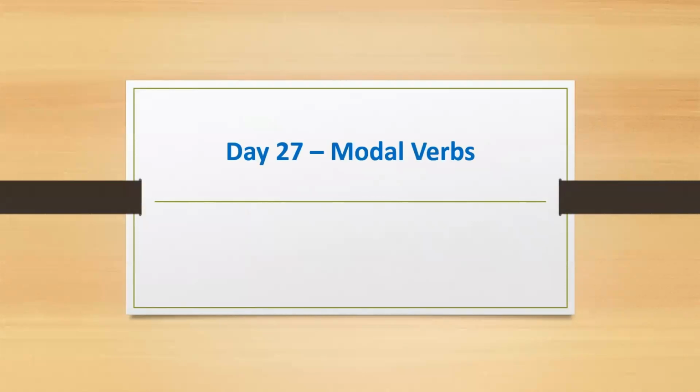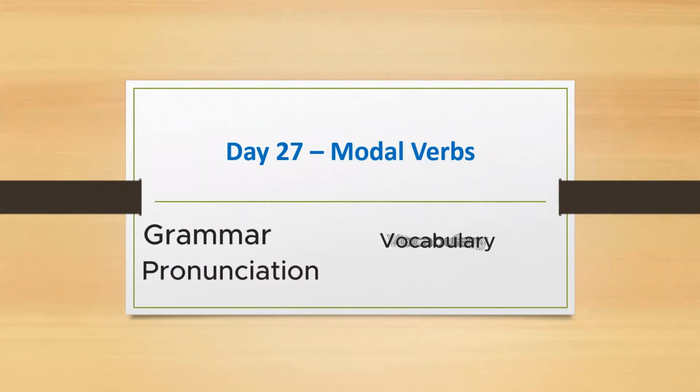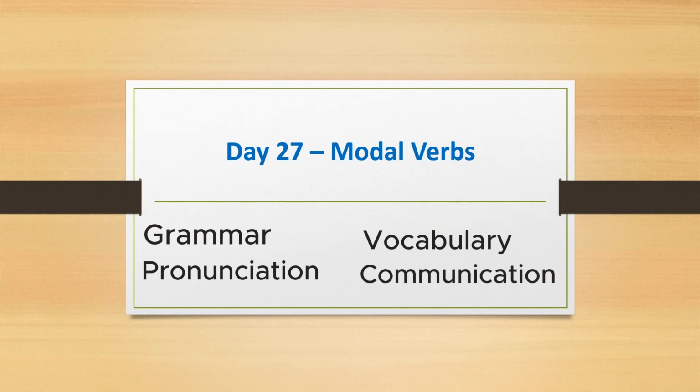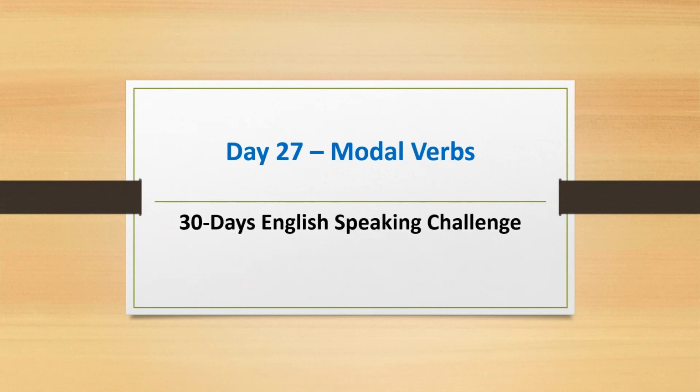In order to speak fluent English and express yourself in the best way, you have to understand and practice important aspects of the English language like grammar, pronunciation, vocabulary, and communication. In our course, 30 Days English Speaking Challenge, these aspects are explained in detail with examples.